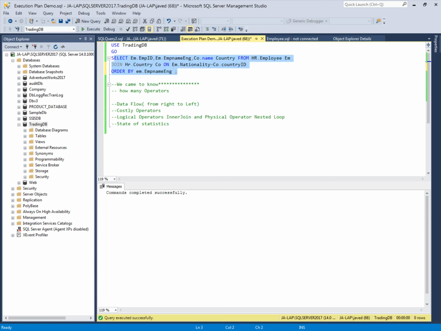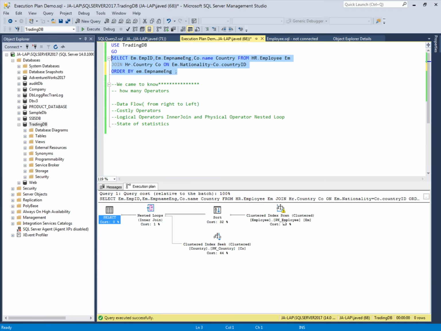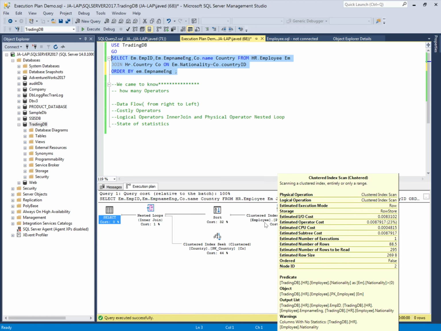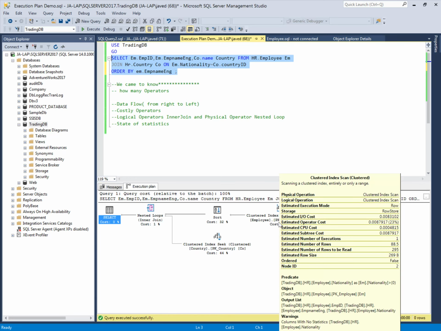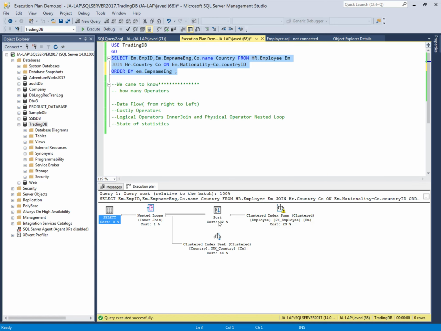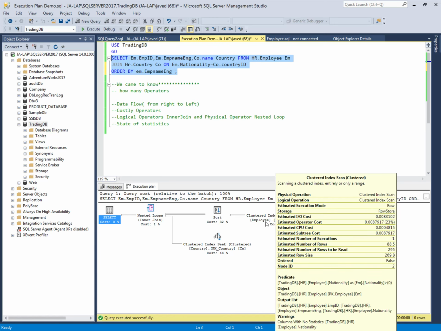To generate the estimated execution plan, we can use the Control L shortcut key, or we can use this icon. If we press this icon, it will generate the estimated execution plan. So the estimated execution plan is generated without executing the query. The optimizer takes the estimated execution plan values from the statistics. So this is the estimated plan. These are the operators used in this query to generate the estimated plan.